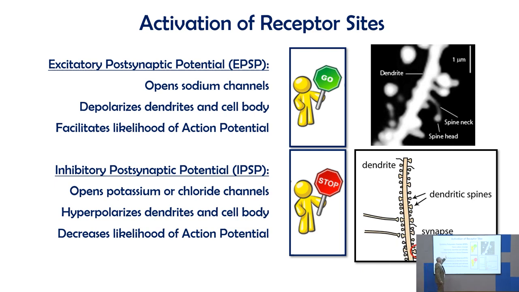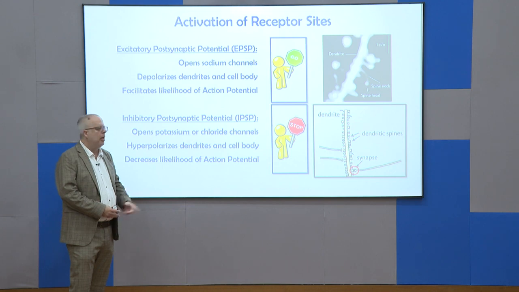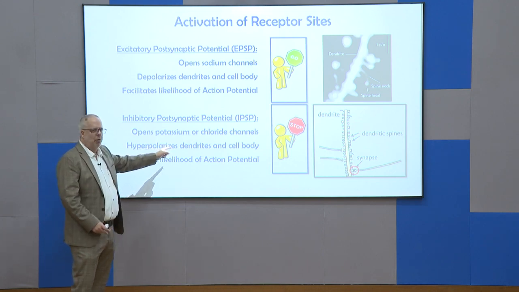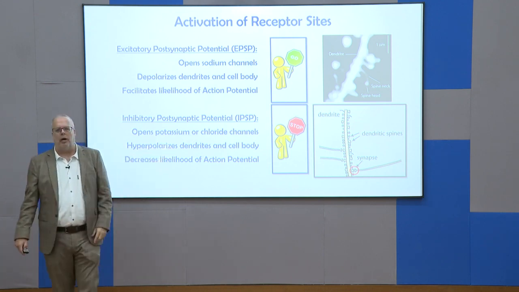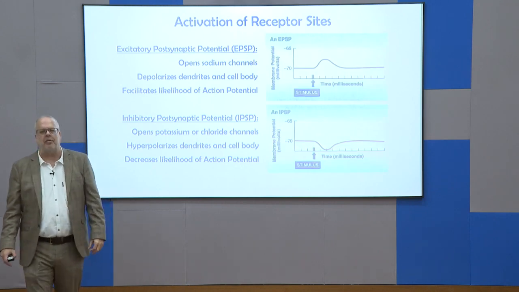It depolarizes due to the influx of sodium. So as the interior becomes more positive or less negative, an action potential is more likely to occur. On the other hand, an IPSP, an inhibitory postsynaptic potential, hyperpolarizes the terminal due to the influx of chloride or the efflux of potassium. In either case, the terminal becomes more negative and the likelihood of an action potential becomes less.